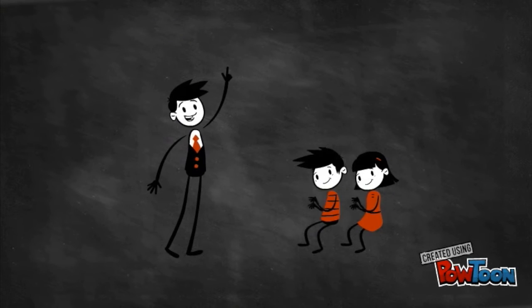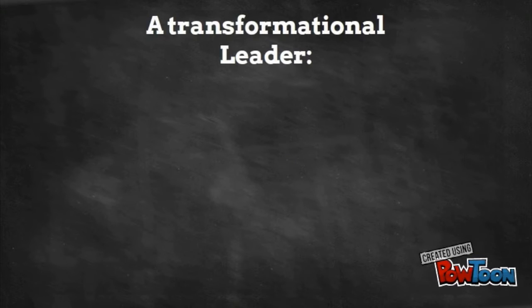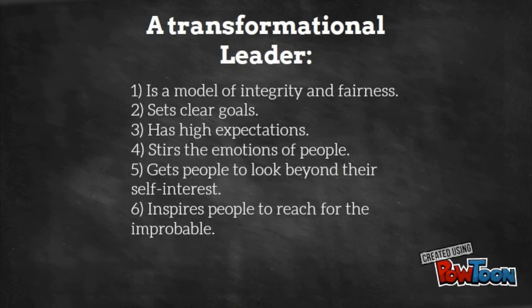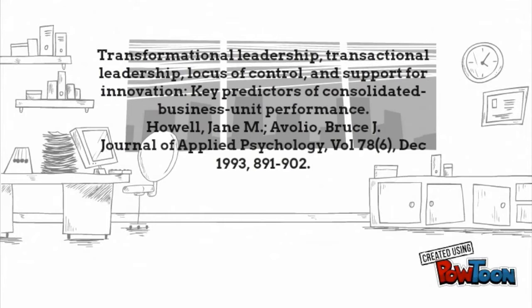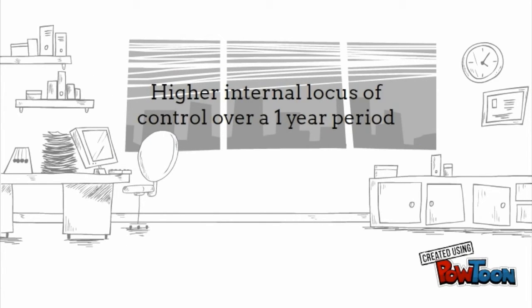In his 1985 book, Leadership and Performance Beyond Expectations, Bernard M. Bass defined a transformational leader as one who is a model of integrity and fairness, sets clear goals, has high expectations, stirs the emotions of people, gets people to look beyond their self-interest, and inspires people to reach for the improbable. A recent study published in the Journal of Applied Psychology revealed that transformational leadership measures were associated with a higher internal locus of control and significantly and positively predicted business unit performance over a one-year interval.